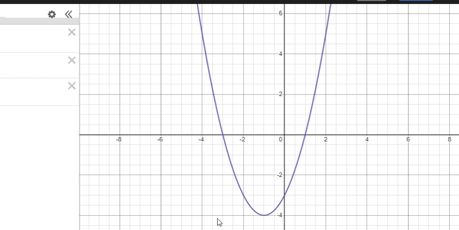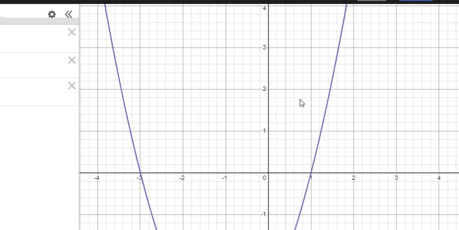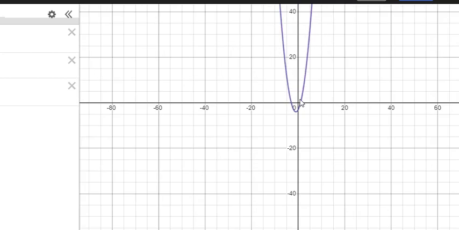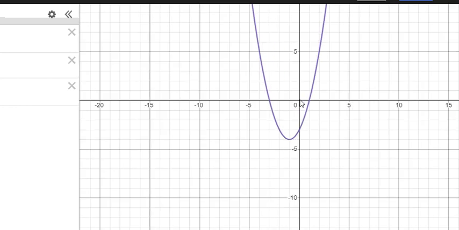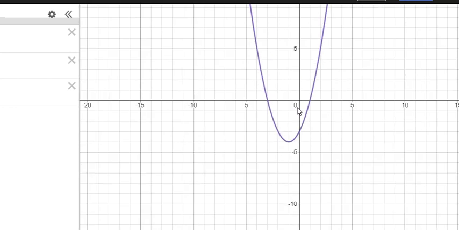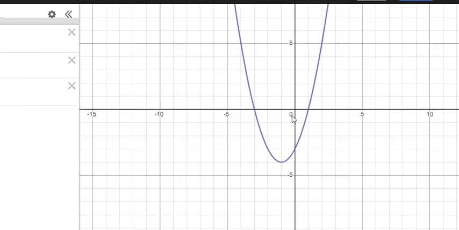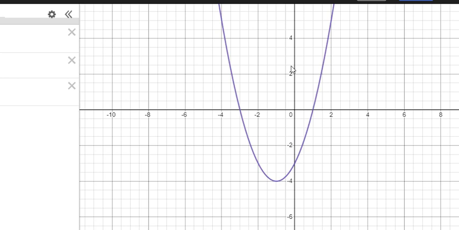And so if we zoomed out, you'd be able to see that this thing just keeps going. It goes pretty high, right? But now for my range, we're looking at our y values, right? And so you'll hopefully also see that this thing never goes below -4. Right? -4 is as low as it goes.